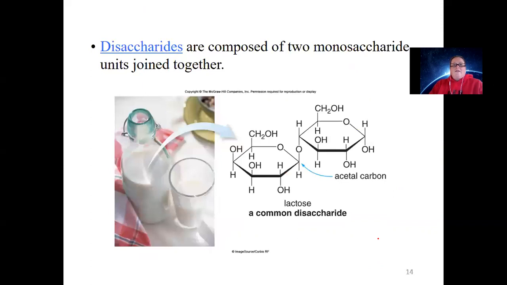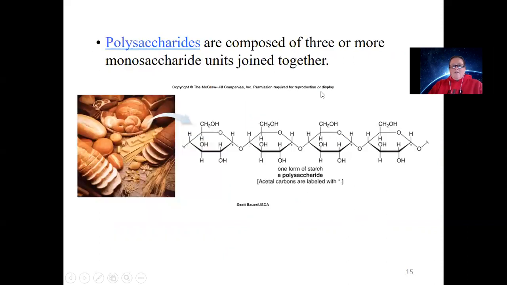So disaccharides contain two monosaccharides joined together in what is called a glycosidic bond or a glycosidic linkage. I'm just going to write that word again, glycosidic linkage or glycosidic bond. And polysaccharides contain many units joined together, and they sometimes are linked to each other in different ways.